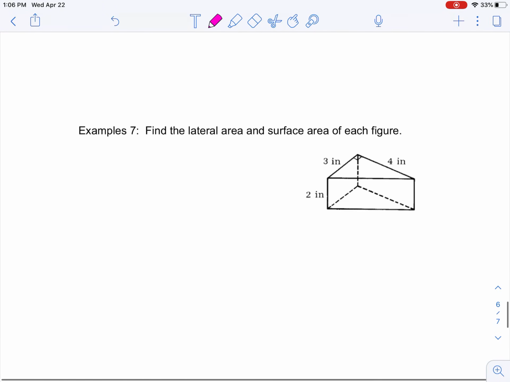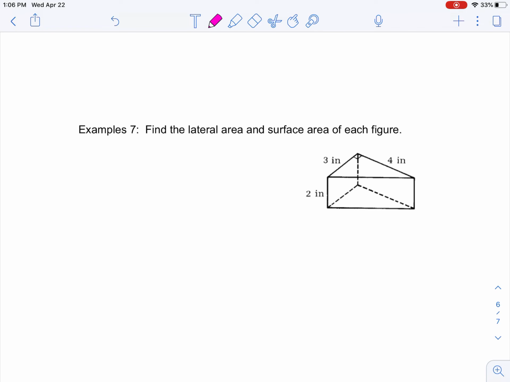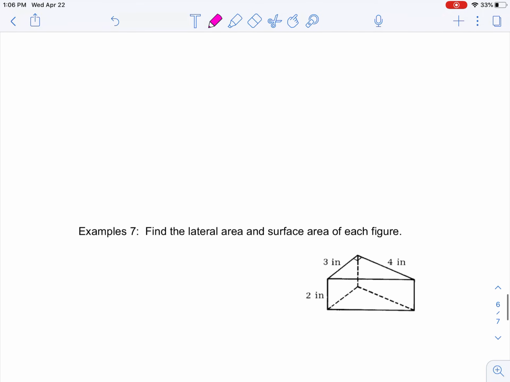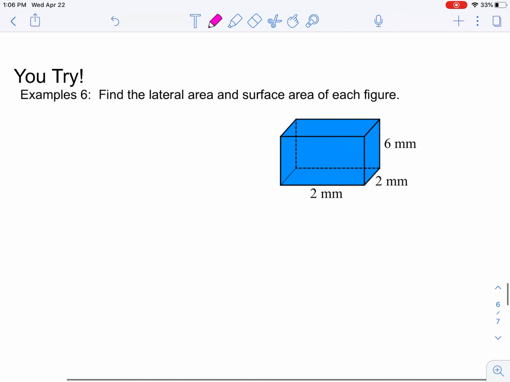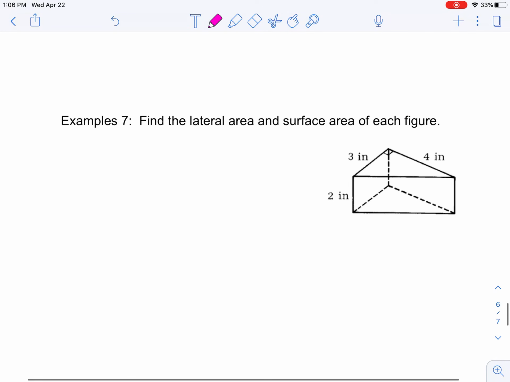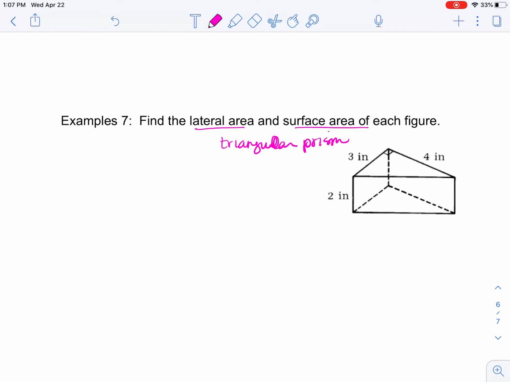Okay, so I'm going to do one more triangular prism, and then if you're good, you can stop the video and move on to the homework. If you want to see one more rectangular prism, I'll do that next. Okay, so triangular prism, because it has triangular bases. So we're going to do lateral area and surface area.